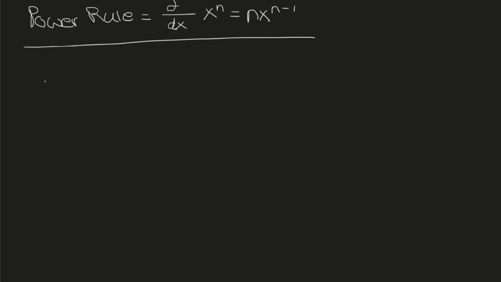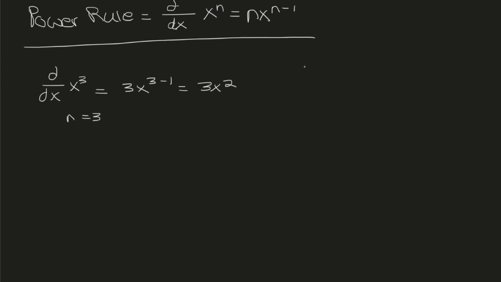Let's try taking the derivative of a function like x cubed. In this case, n equals 3. So that would mean 3 times x to the 3 minus 1 power, which gives us an answer of 3x squared.